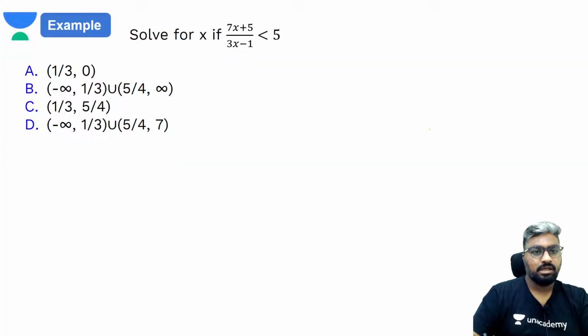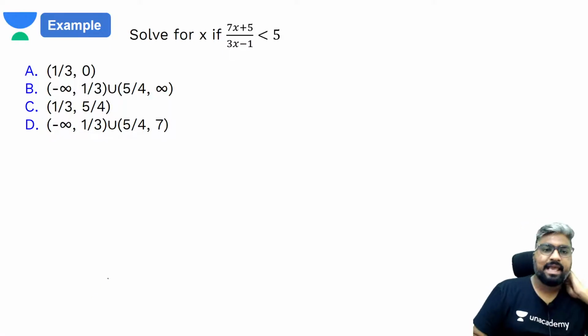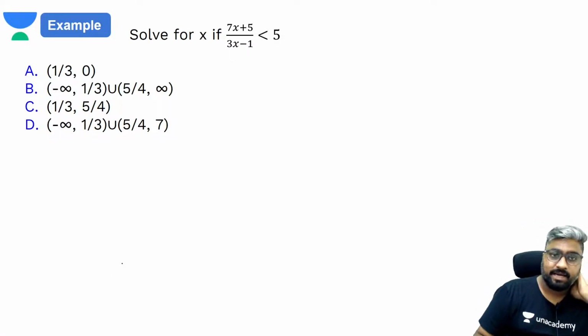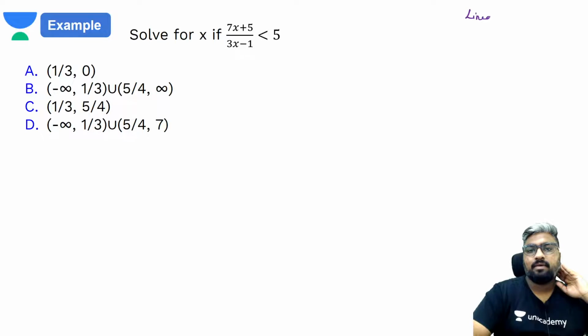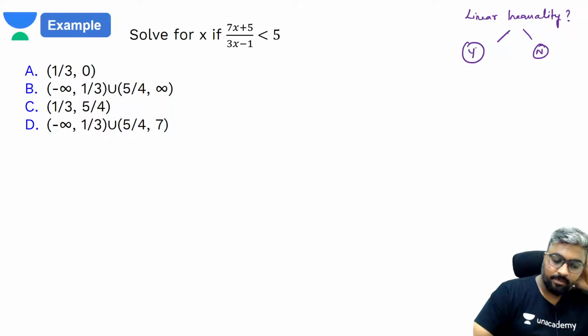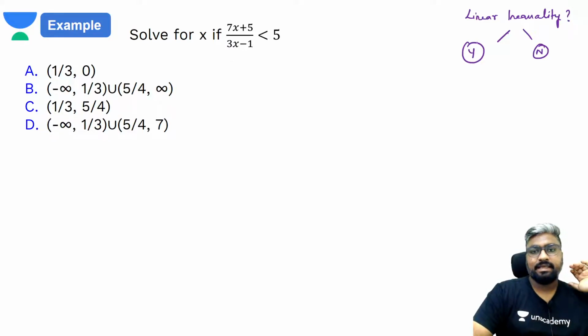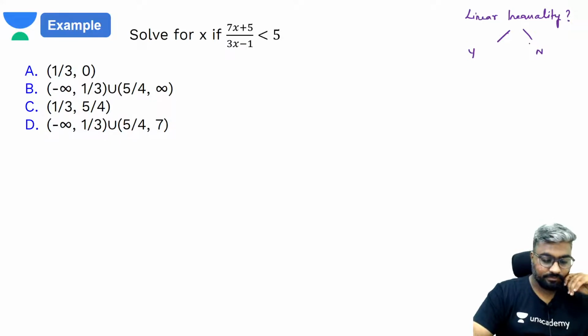Okay, try this one now. 7x plus 5 divided by 3x minus 11 is less than 5. First tell me, is this a linear inequality? Yes or no? Let's see how many can tell me. Ishita says yes, Uzma says no. Others? Is this a linear inequality? Uzma says quadratic, Deepthi also says no.